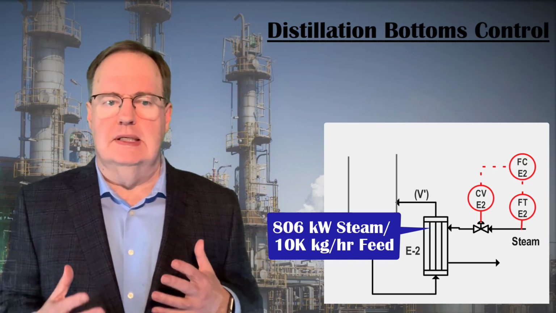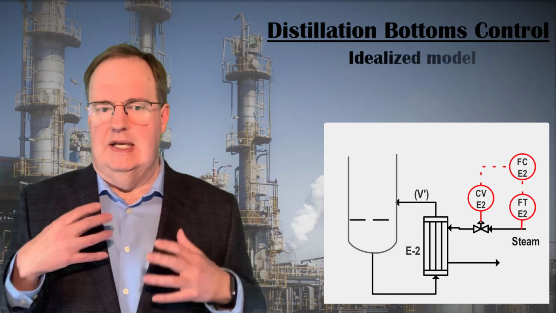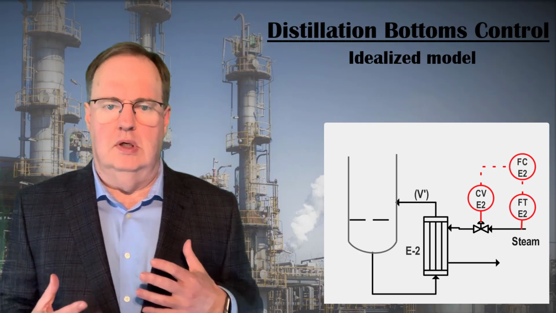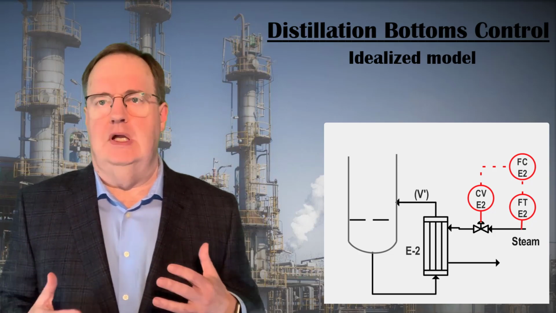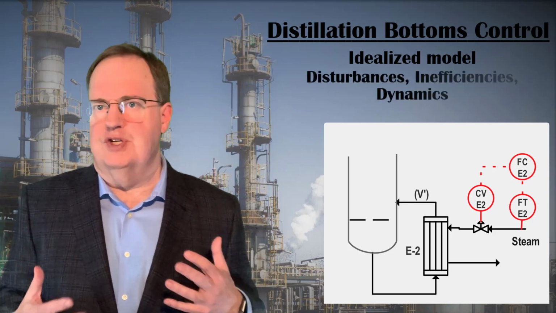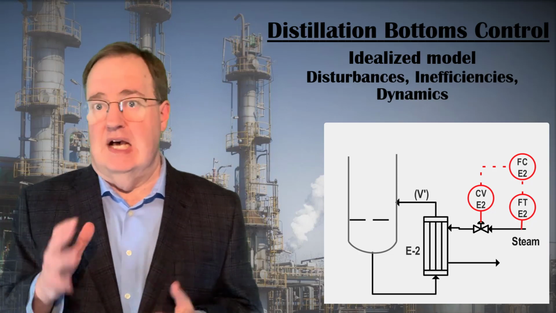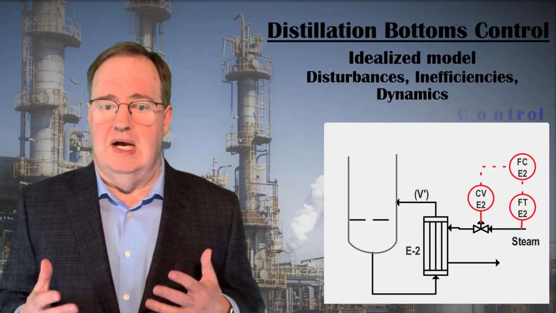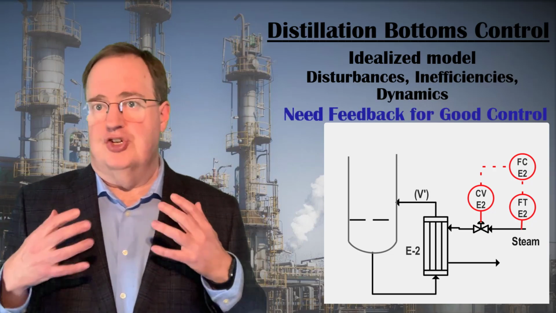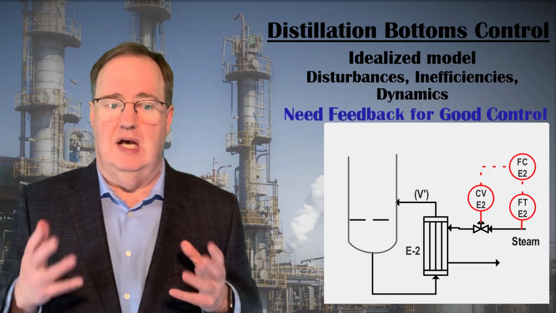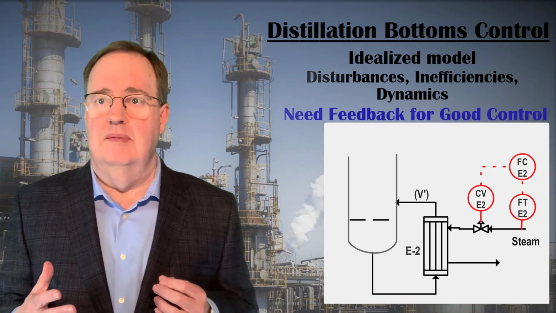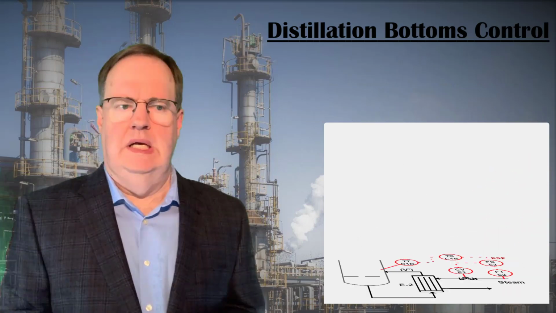Probably not. The software is modeling an idealized column and reboiler, not the real one in front of me with disturbances, inefficiencies, and actual process dynamics. It's nice to have an estimate, but I need feedback based on measured state variables to give me reliability and accuracy. How do I deliver both?